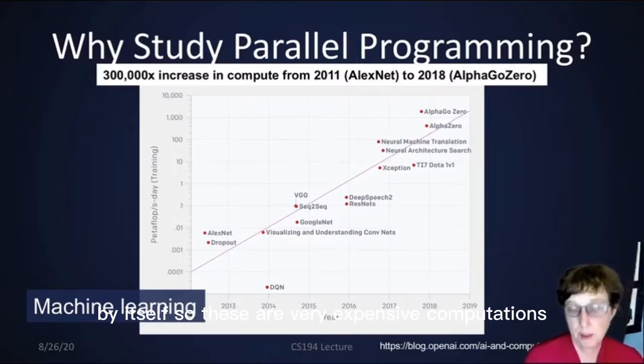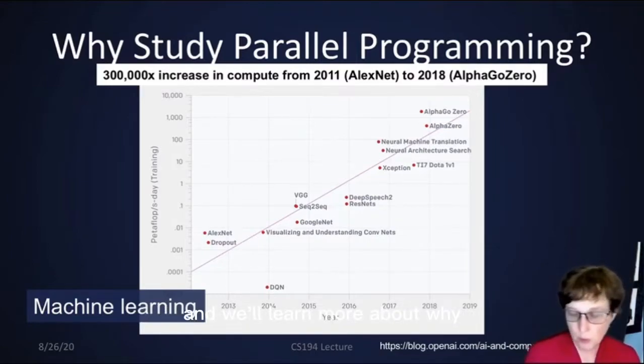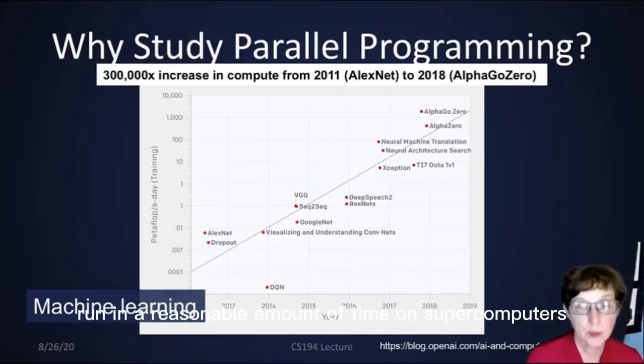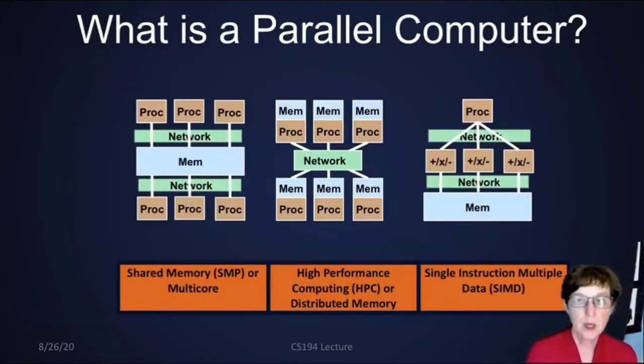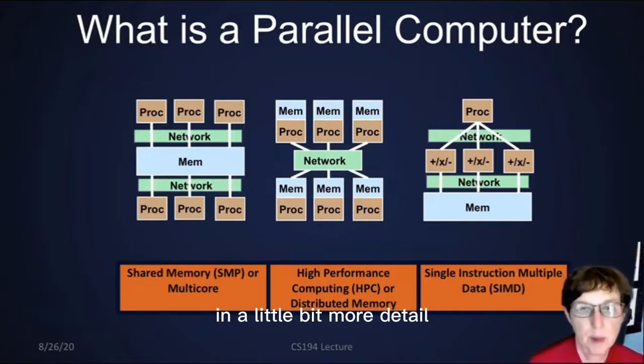So these are very expensive computations, and we'll learn more about how we make them go and run in a reasonable amount of time on supercomputers. So what is a parallel computer in a little bit more detail?